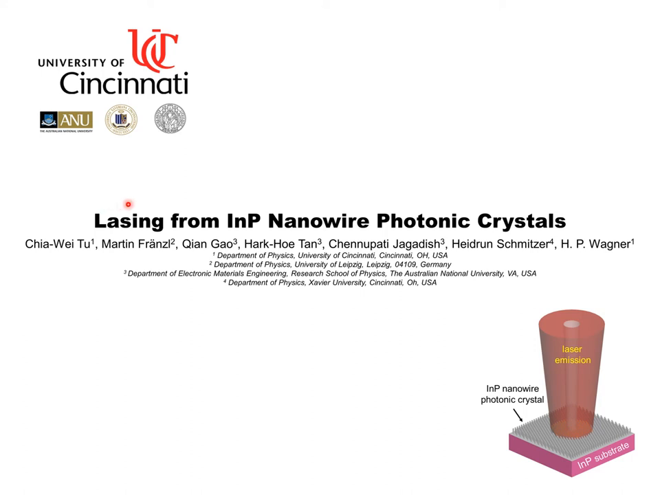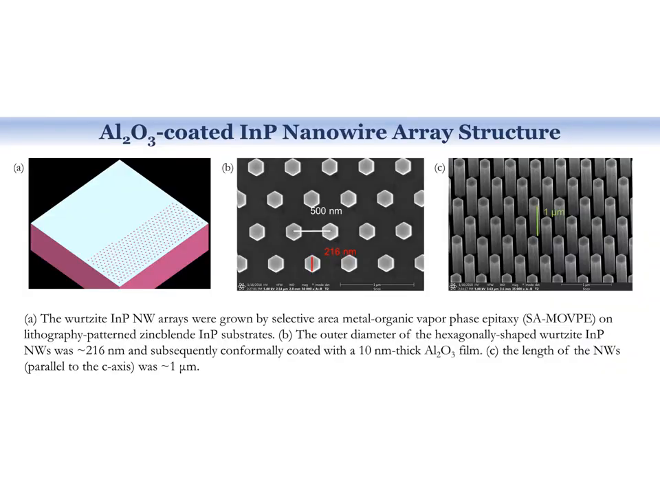In the topic lasing from indium phosphide nanowire photonic crystals, I will introduce how we achieve lasing from photonic crystals. Photonic crystals are periodic optical nanostructures that affect the motion of photons, like our indium phosphide nanowire arrays. Our indium phosphide nanowire arrays were grown by SA MOVPE on indium phosphide substrates.